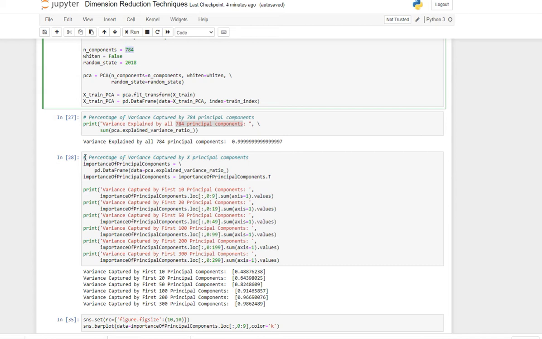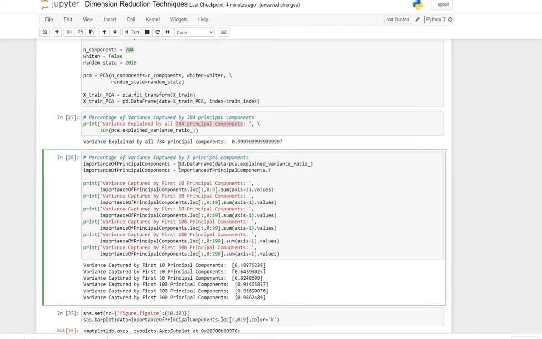But what we can do now is look at the number. What we're going to do here is create a data frame with all the importances, with the variances, right? And when we do that, we can go through the code. This is just transpose, if you don't know. We're going to say variance captured by the first 10 components. So for the importance, we just get the first 10 components, and we sum them up. We sum all the variances, and this is the result here.